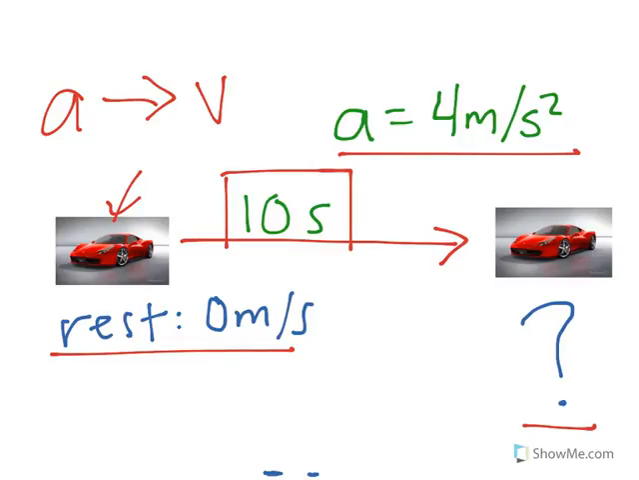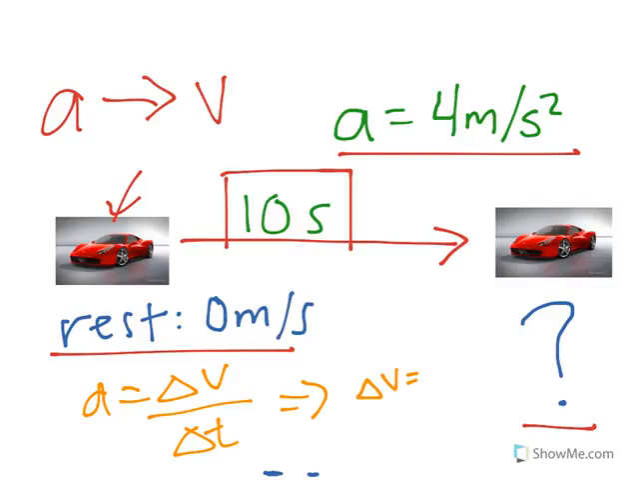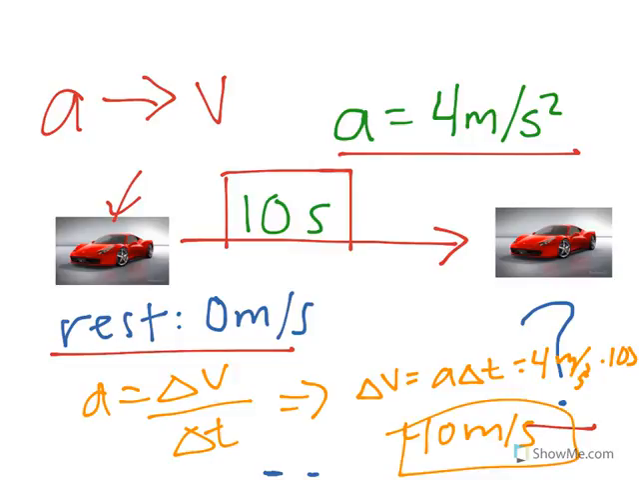Alright, even though this problem looks a little bit different, it's still simple. We know that acceleration is equal to the change in velocity over the change in time. We can rearrange this to state that the change in velocity is equal to the acceleration times the change in time, which is 4 meters per second squared times 10 seconds. This leaves us with a speed of 40 meters per second. Perfect.